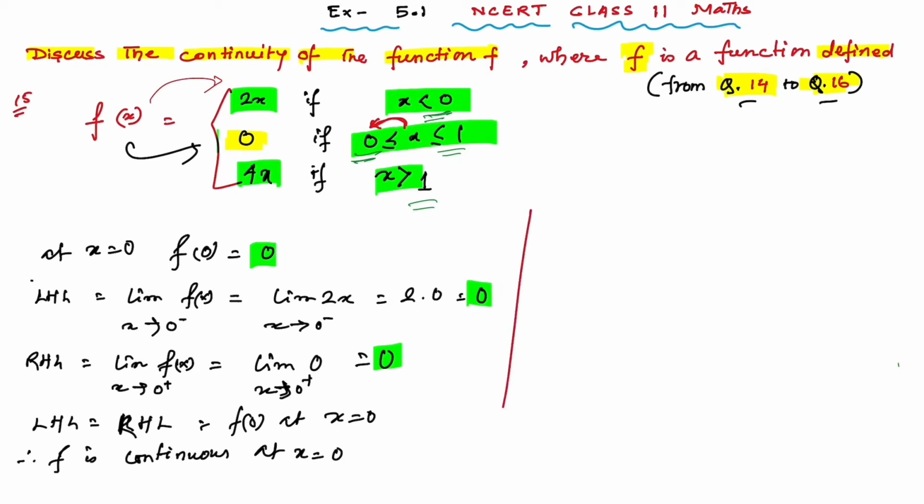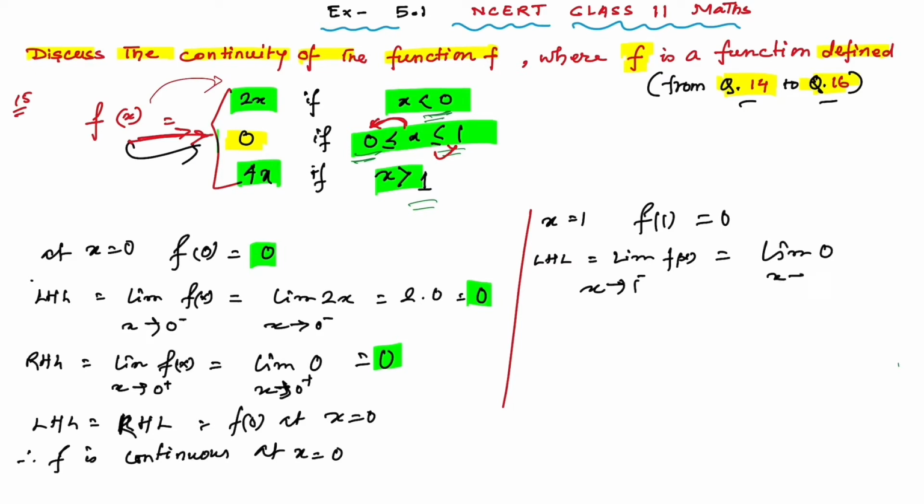Now let me check its continuity at x equal to 1. At x equal to 1, f of 1: we know for x less than or equal to 1, the function f of x is equal to 0. So, f of 1 is going to be 0. The left hand limit of f of x when x tends to 1 negative: for x less than 1, in this case also f of x is 0. So, it is going to be definitely 0, the limit of 0 means 0.